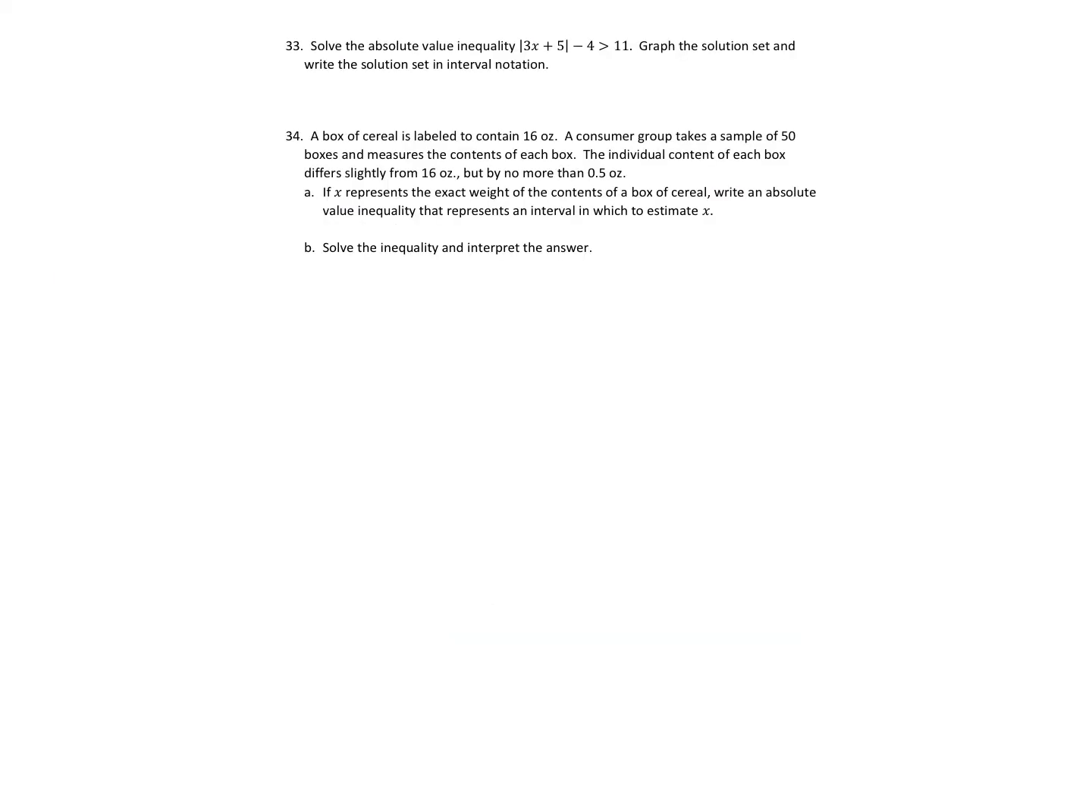Solve the absolute value inequality, graph the solution set. Okay, so similar. So 3x plus 5 is greater than, if I add that 4 over, I get 15. And so if it's greater than 15, that means it's either 3x plus 5 is greater than 15, or 3x plus 5 is less than -15. And so I can subtract the 5 over. 3x is greater than 10, so x is greater than 10/3.